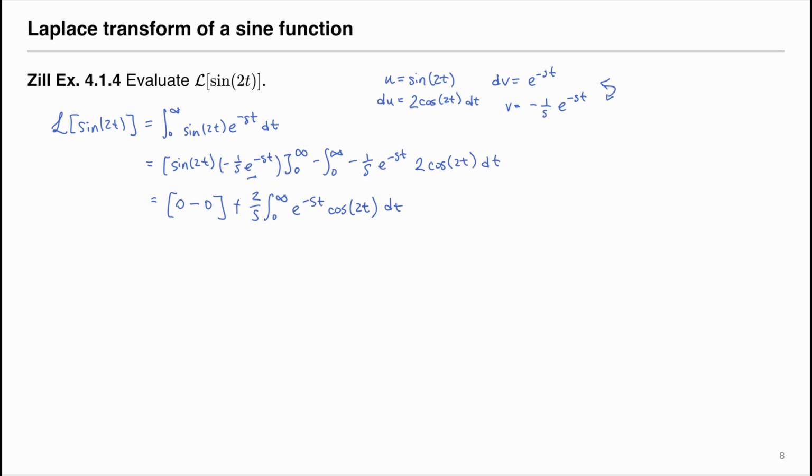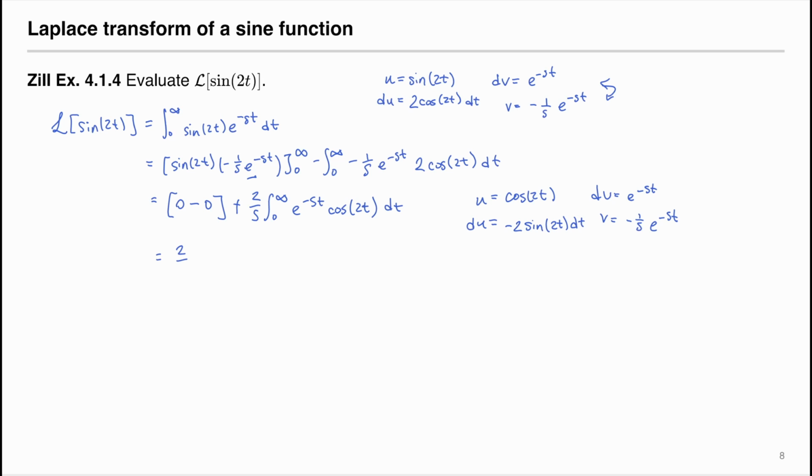Now we again have two things multiplied by each other, so do another integration by parts. So u equals cosine of 2t, dv equals e to the negative st, and this we have already solved for. And du equals sine of 2t, and then chain rule gives us 2 dt. Okay, and then we substitute things back in again.